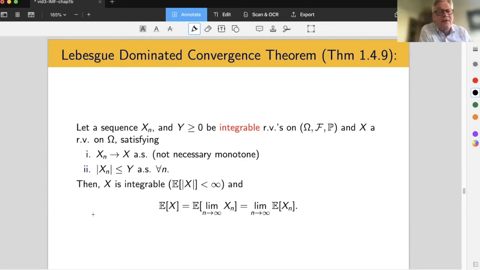And instead of that, we have the requirement that in absolute value, xn should be less than or equal to y, almost surely, for all n. So that is the boundedness condition. And then this theorem says that x is integrable, meaning that the expected value of the absolute value of x is finite. And moreover, the expectation of x is equal to the expectation of the limit as n goes to infinity of xn, and that is then equal to the limit as n goes to infinity of the expected value of xn.